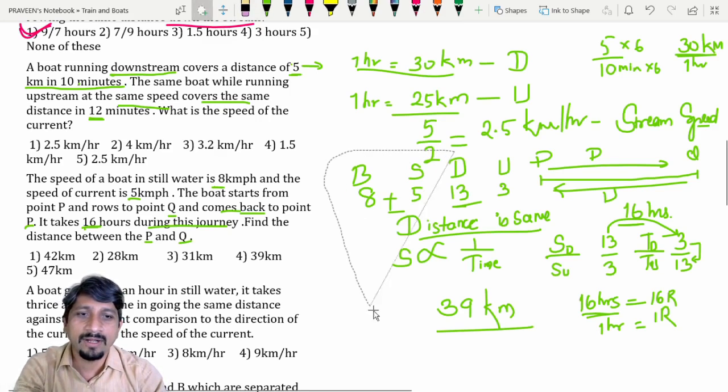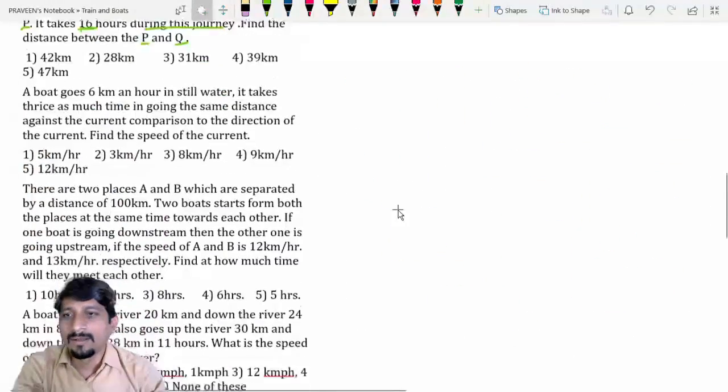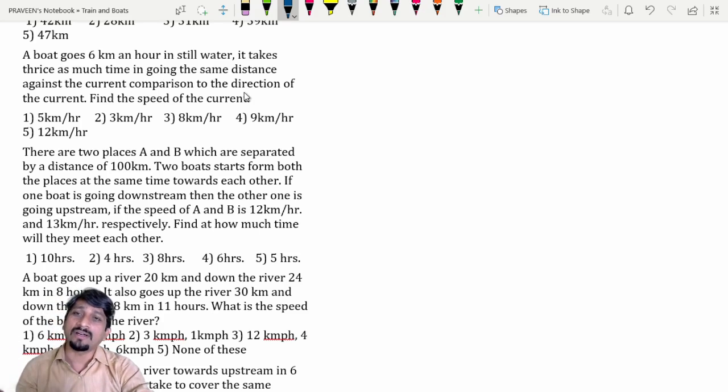Now let us go and solve some more questions. A boat goes 6 km an hour in still water. It takes thrice as much time in going the same distance against the current in comparison to the direction of the current. Find the speed of current.